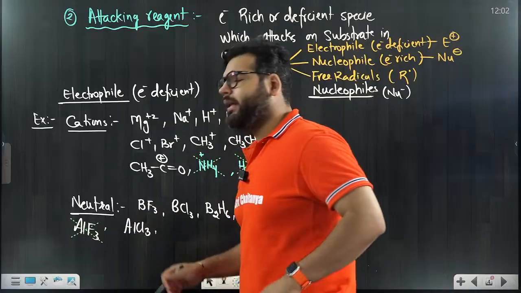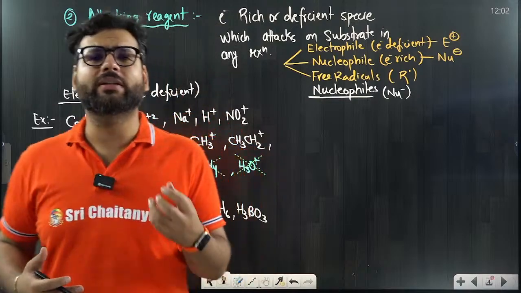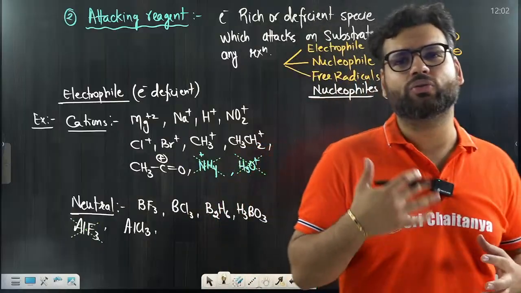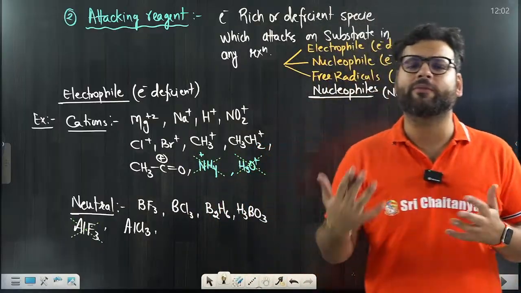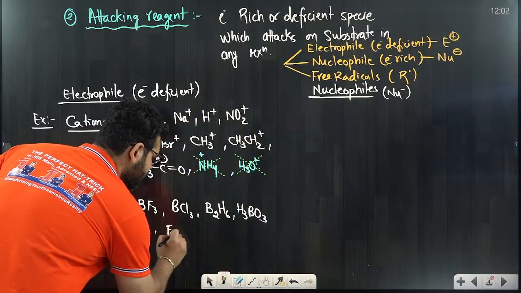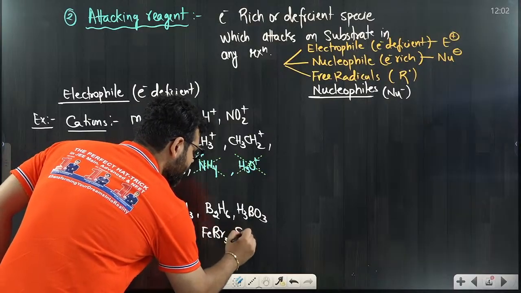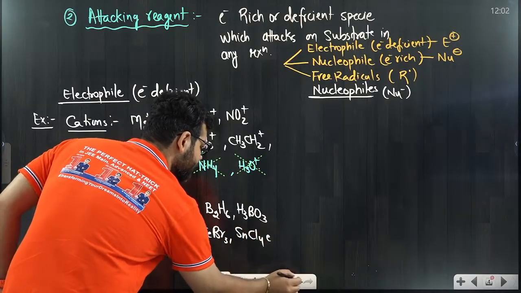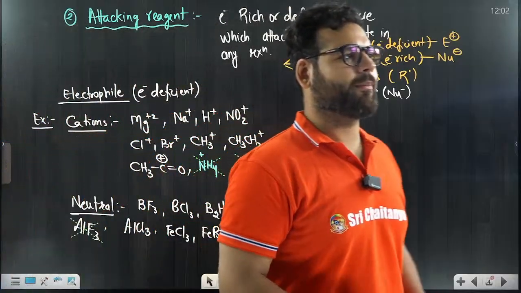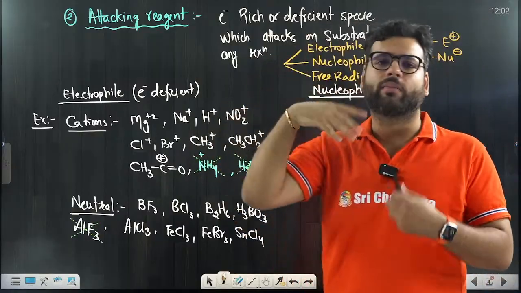Who else? Then you can think of any compound where the central atom belongs to third period. Third period, fourth period, fifth period, they will have empty d orbitals. FeCl3, FeBr3, SnCl4, etc. They have empty d orbital. So they can also act as electron acceptors.